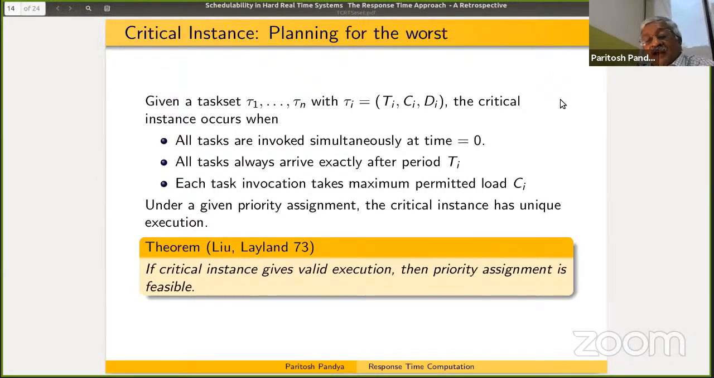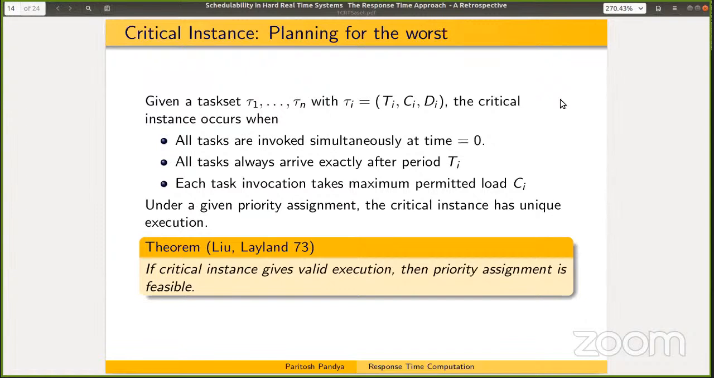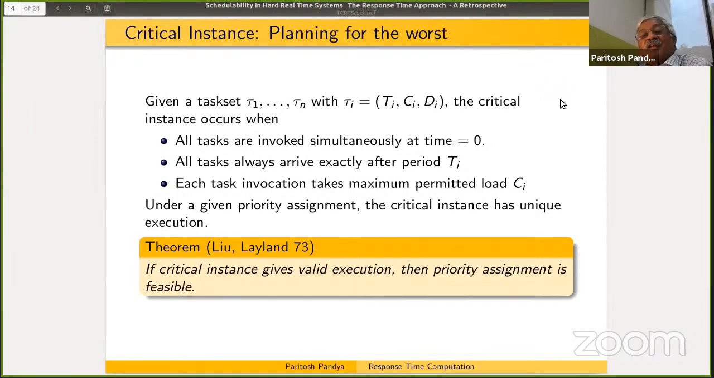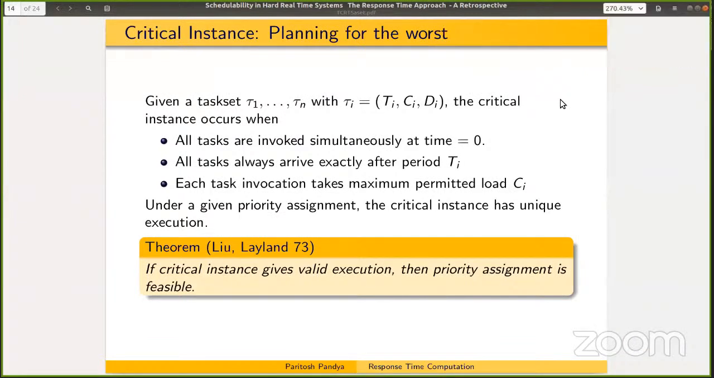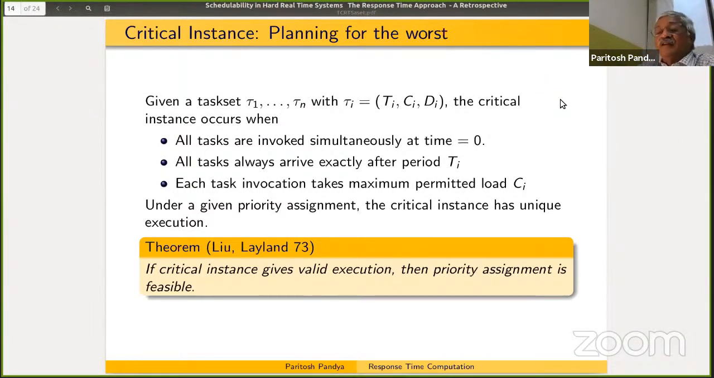If the critical instance gives a valid execution, then any possible arrival pattern with skew between the arrivals will also be feasible. Which is why they said this critical instance that we analyze is really planning for the worst. And by critical instance, it means that they arrive at time zero, and then they arrive exactly at their periods, because Ti was actually a lower bound on the arrival time periods.